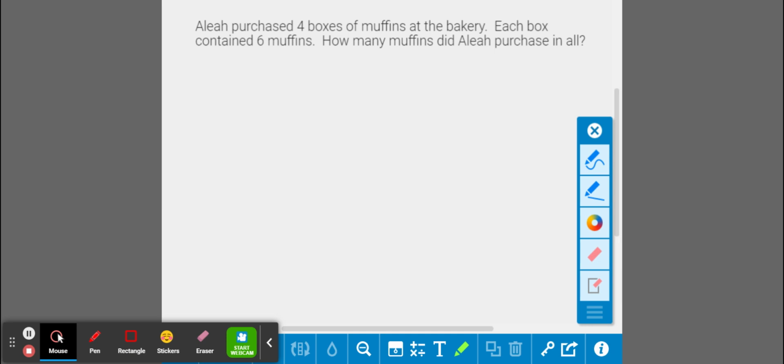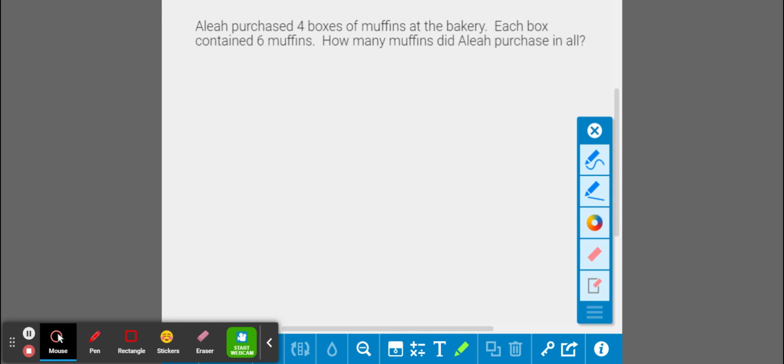Today I'm going to show you how students in third grade will use equal groups to solve multiplication problems. So here we have a typical third grade, beginning of third grade multiplication problem where it says Aaliyah purchased 4 boxes of muffins at the bakery.